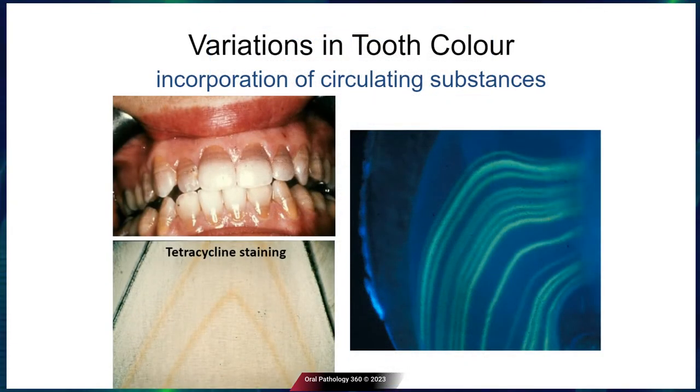So here are some of our examples. Here's tetracycline staining, and such is its relation to the temporal aspects of when you were given the medication, that if you have a look at the teeth, you can work out the timing of that, and how many courses there have been and so on. And it will fluoresce under ultraviolet light, as you can see in this ground section here, that each of the courses of tetracycline, there's been a lot of them, is recorded in the dentine.